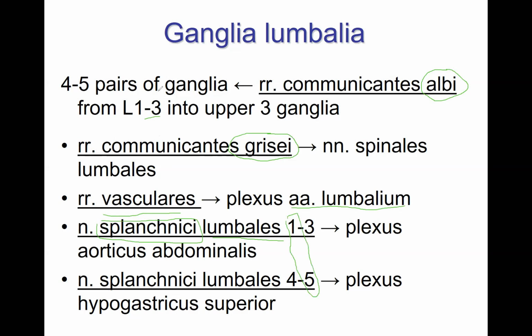But the first 3, which contains also the white communicating branches, as the thoracic splanchnic nerve supplies the prevertebral ganglia, so the abdominal aortic plexus. I will talk about in a minute. But the lower ones, they come to another plexus which is a bit lower, and it's called superior hypogastric plexus. And the level of its location is promontory of the sacral bone.